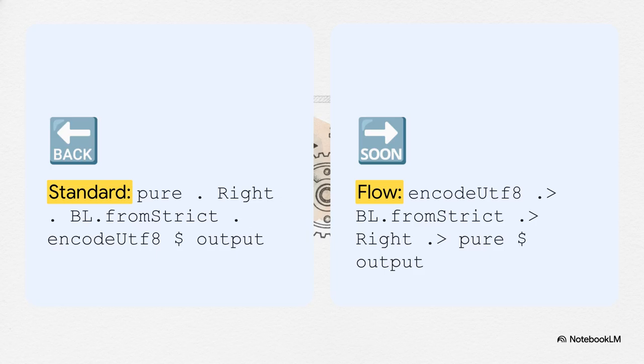Now follow the smooth, continuous left-to-right flow of the new code snippet using Flow. We take the output, pass it into encode UTF-8, dot greater than into BL dash from strict, dot greater than into right, and finally dot greater than right into pure. It is a journey that actually moves forward. You're reading it in the exact same order that the data is being transformed.